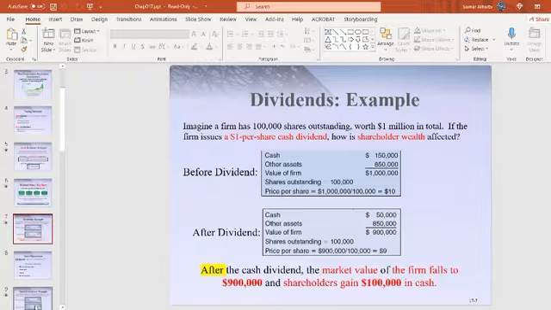Not 1 million, 900,000. Why? We already paid 100,000 as dividends. So we lost the money, we paid it. The number of shares in the market is still the same, we have 100,000. In this case, the price per share will be lower if you divide 900,000 by 100,000, similar to the calculation in the first box. This will equal $9.